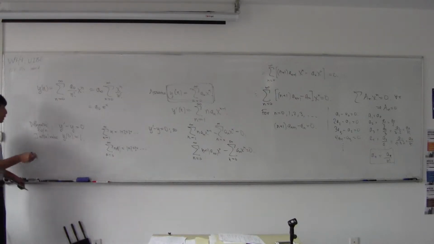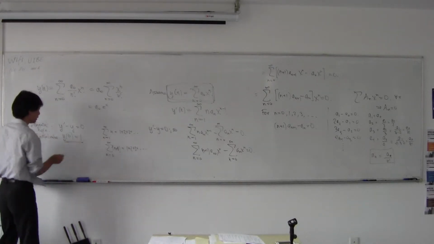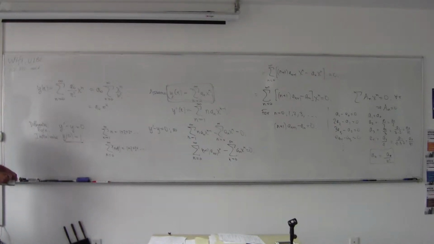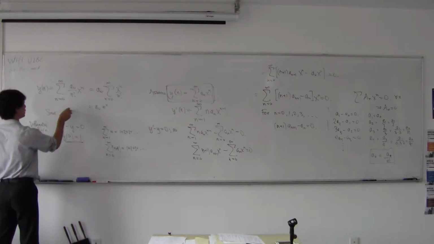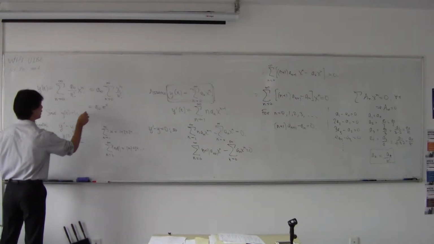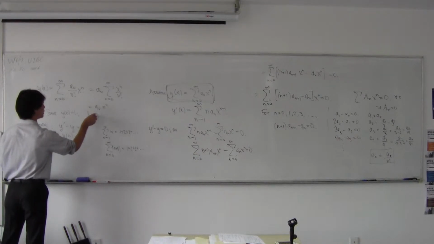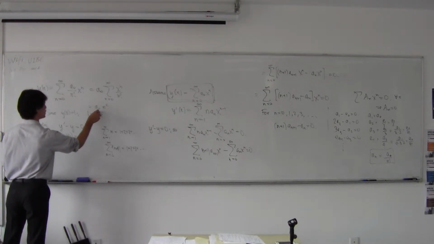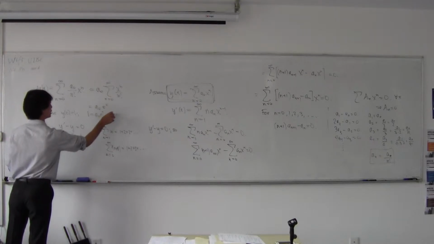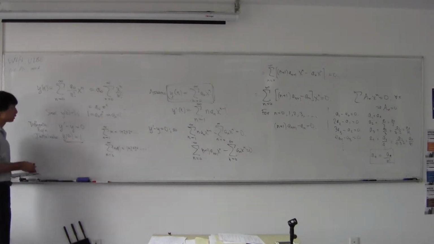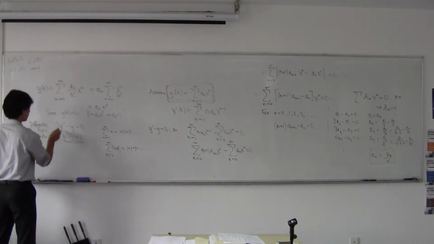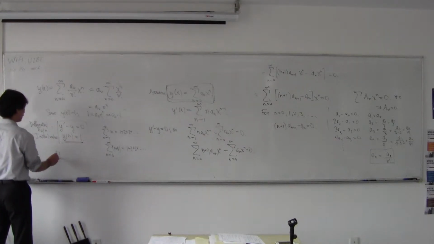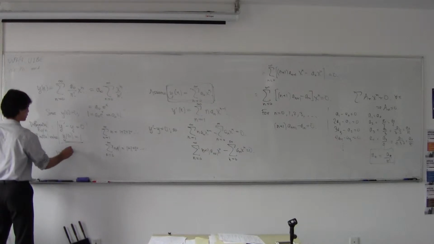Okay. Now, we also have this condition. y at time 0 is 1, right? So since y at 0 is 1, we see that 1 is a_0 e to the 0. That tells you that a_0 is 1. Right? So the answer, what's the answer? The answer is y is e to the x.